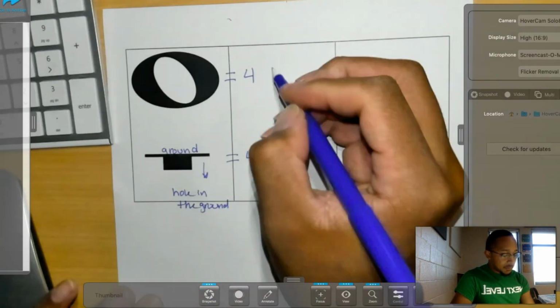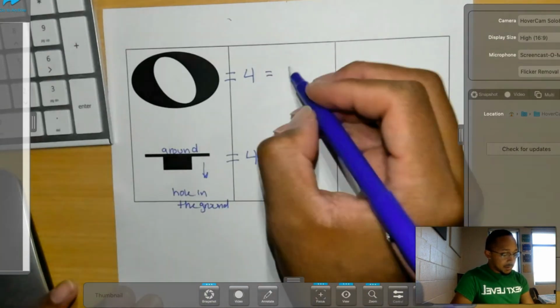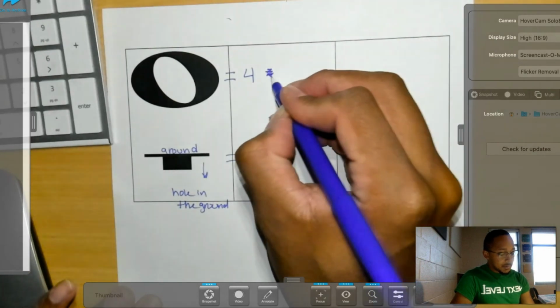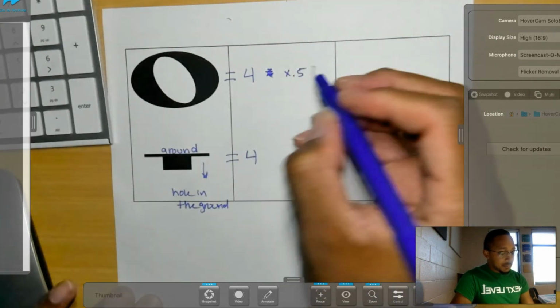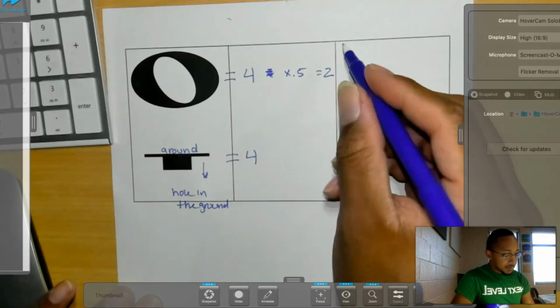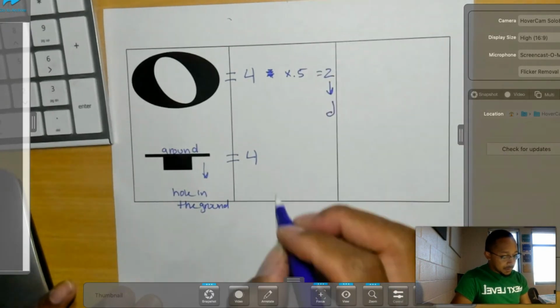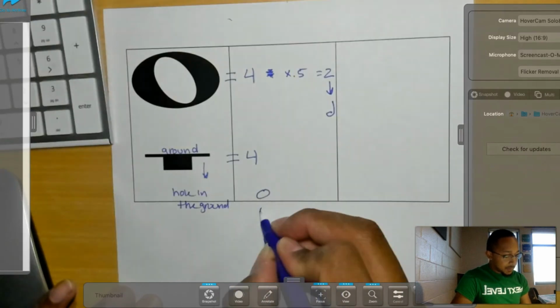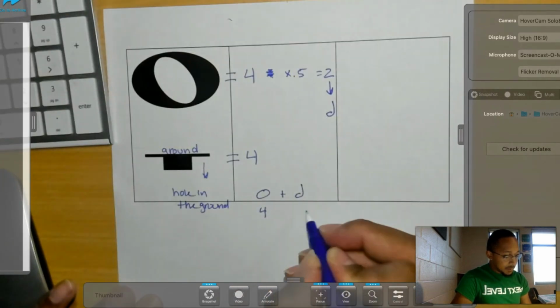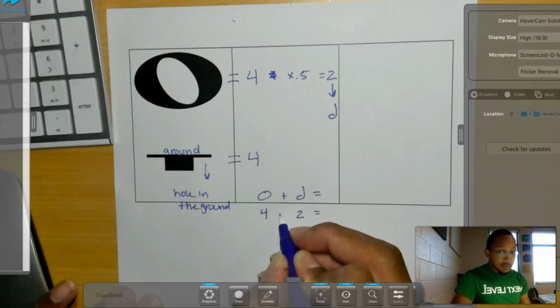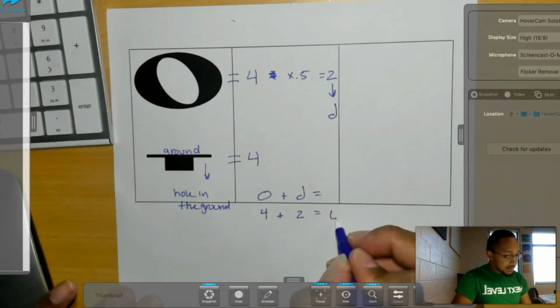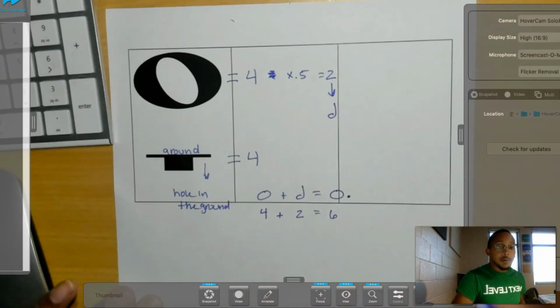So now we have 4. We need to find out what the dot is going to be. So we multiply that times 1/2. Half of 4 is 2. What note is worth 2? That's going to be a half note. So then our whole note of 4 plus our half note of 2 is going to give us 6 and our dotted whole note.